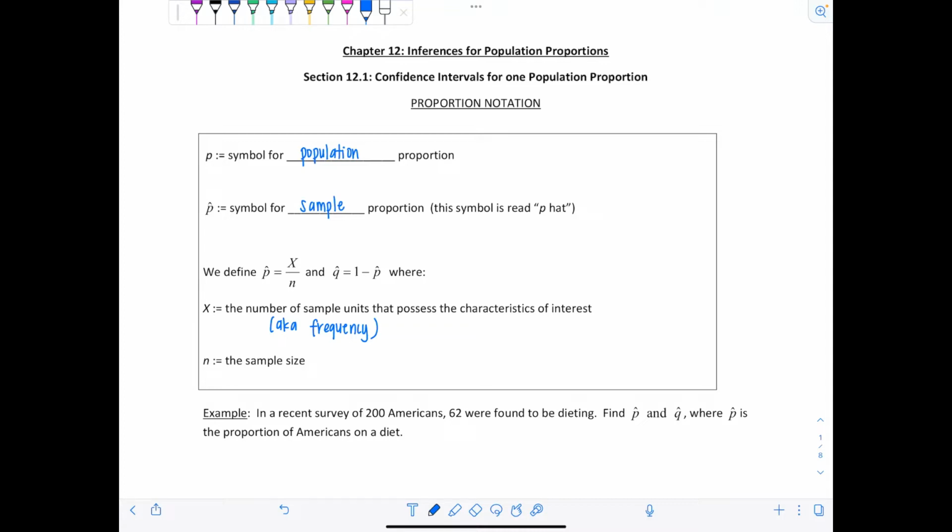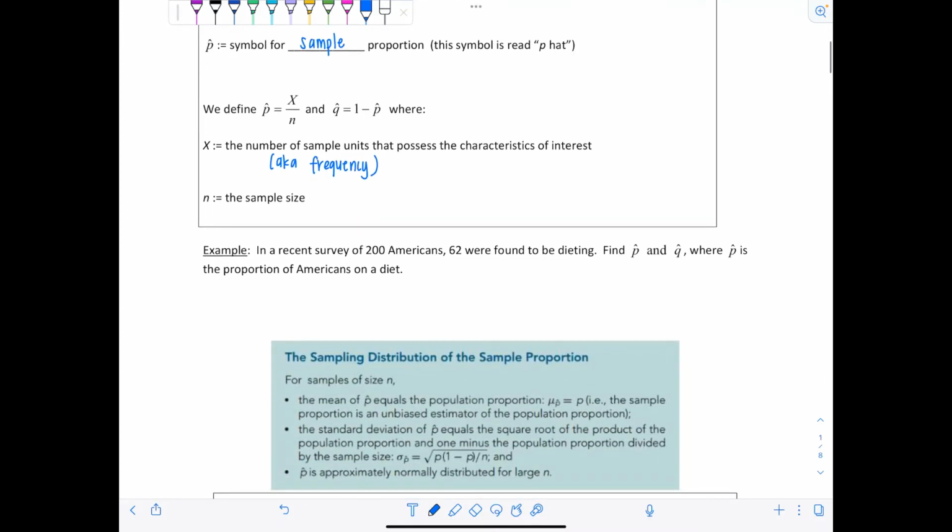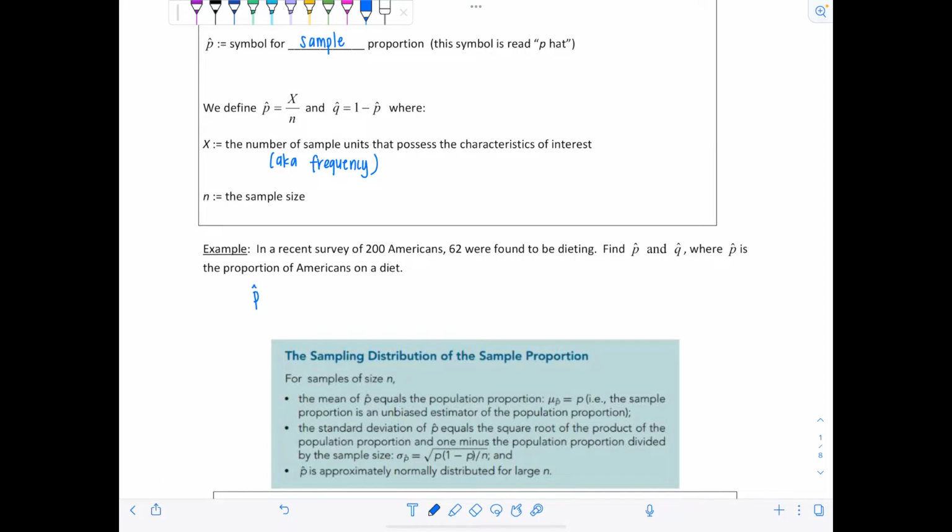So let's just warm up using the notation. Little example here, it says, in a recent survey of 200 Americans, 62 were found to be dieting. Find p hat and q hat, where p hat is the proportion of Americans on a diet. So to find p hat, we're going to look at how many in the sample had the characteristic of interest. So how many people were dieting? 62 of them. And I'm going to divide that by n, the total, which is 200.